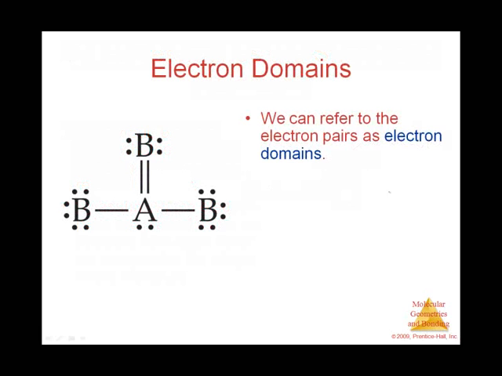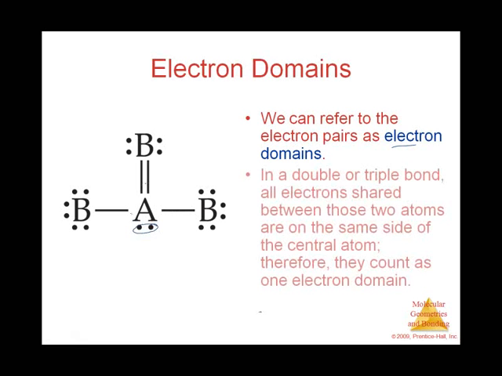Now remember, when we think about the shape, we want to think about how many places around the central atom we have electrons. And we call those electron domains. And it doesn't matter whether it's in a bond, or whether it's a single bond, or a double bond, or a triple bond. They count as one domain. And lone pairs also count as one. So here we have 1, 2, 3, 4 domains around the central atom. Okay?